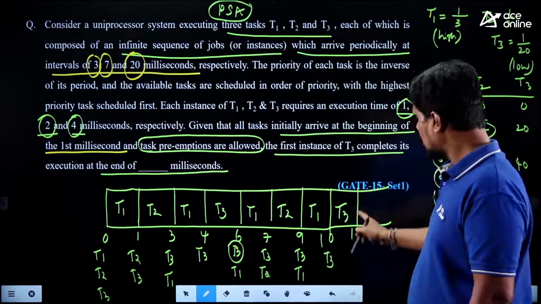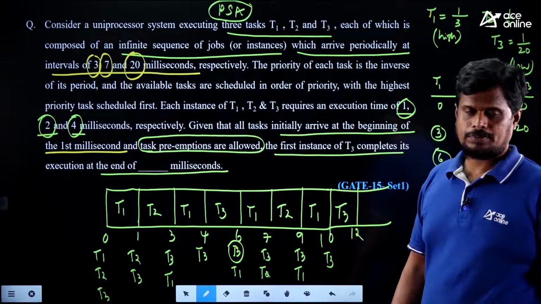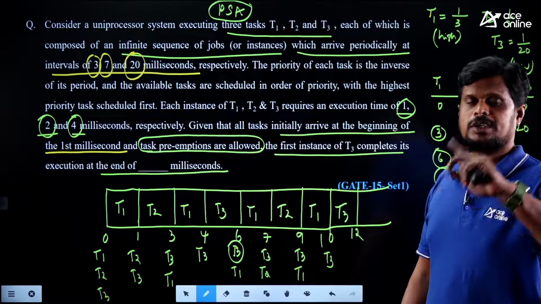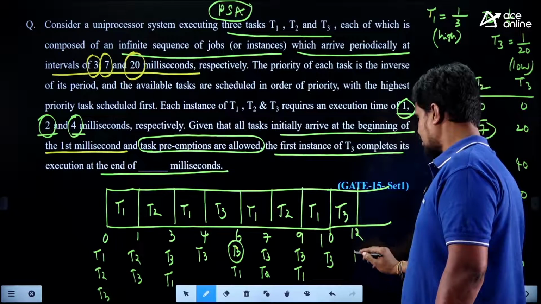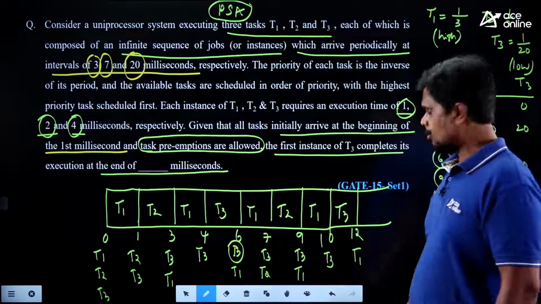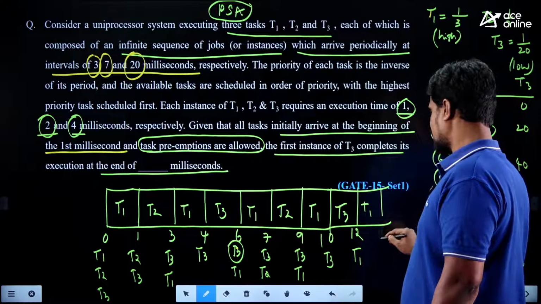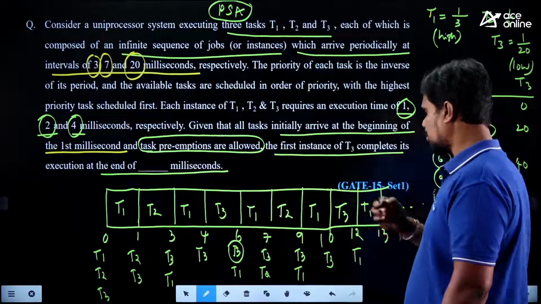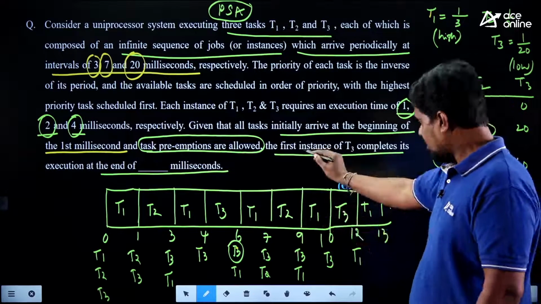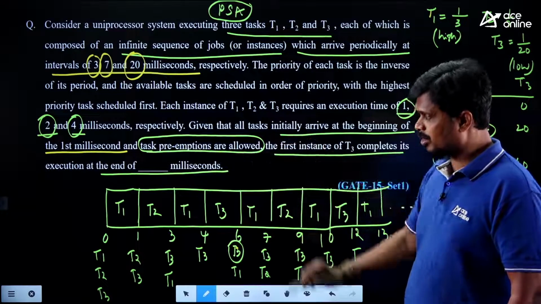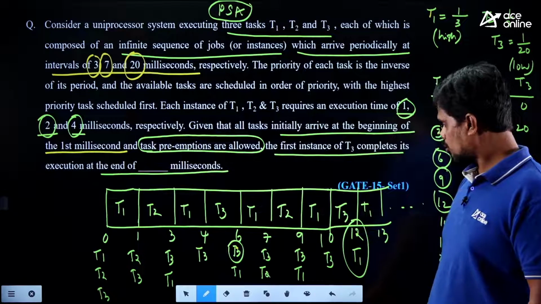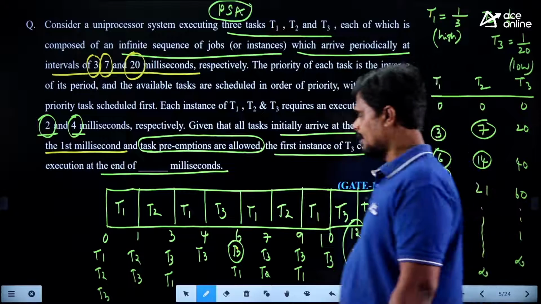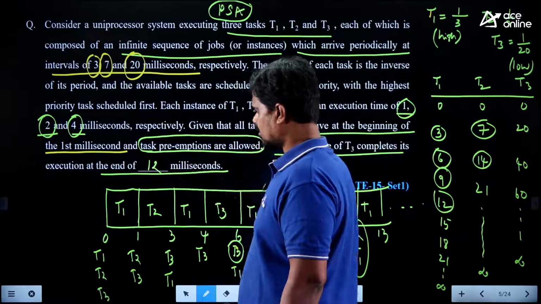So with this, T3 is finished for the first time. First time completely T3 is finished. By 12, T1 arrives, so again T1 will start its execution till 13. So this way it goes. But the point is, the first instance of T3 completes its execution at the end of dash milliseconds, that is at 12. At 12 T3 is finishing. So that's why 12 milliseconds is the answer for this question.